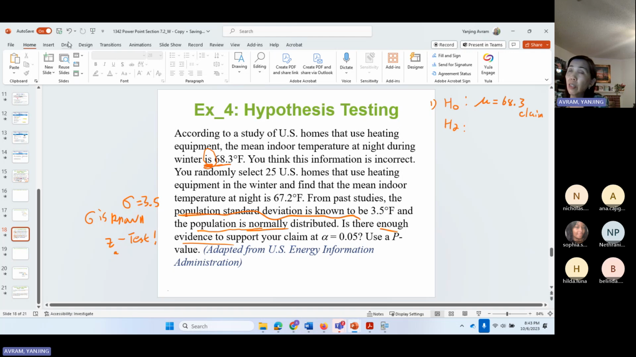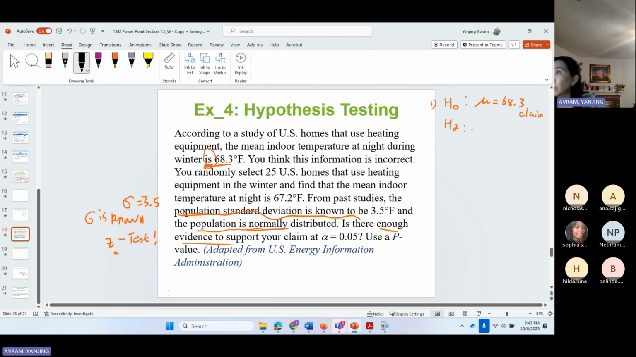And let's go ahead and write down what my alternative one is. Well, since the null has an equal sign, the alternative will be not equal to. Okay, so this will be a two-tailed test. Look at it, it's a two-tailed test because you have a not-equal-to, so you have a left and right. Okay, so two-tailed test.